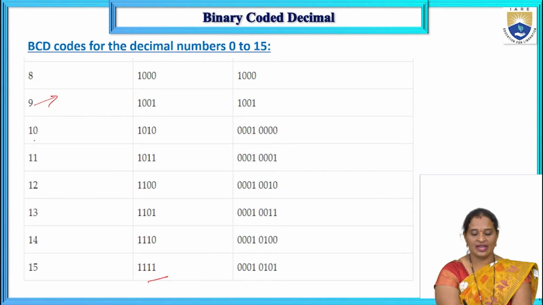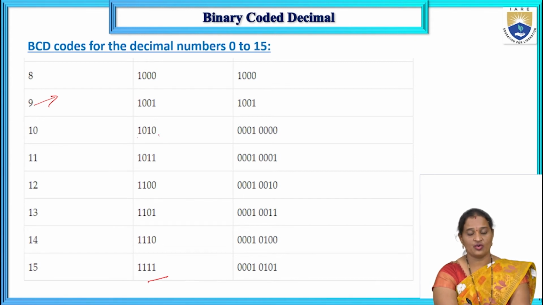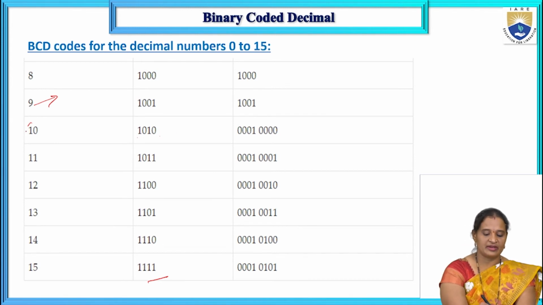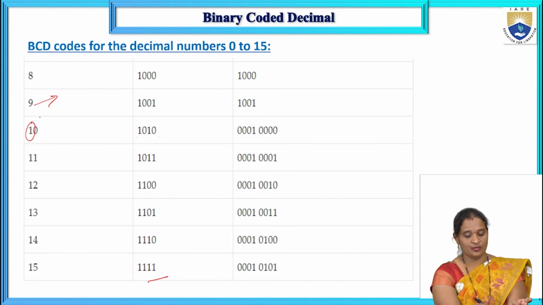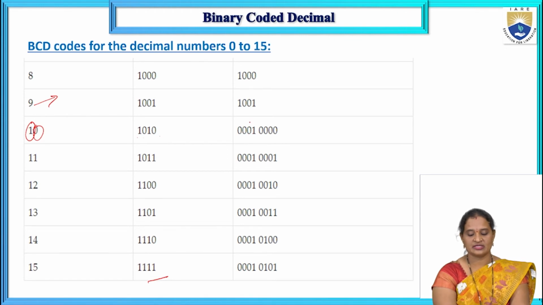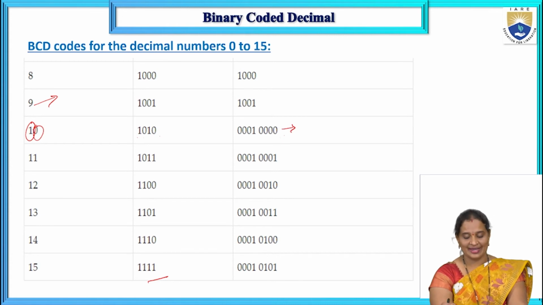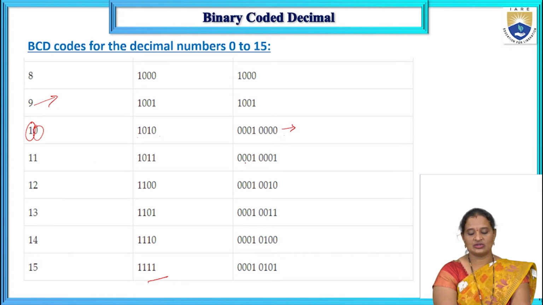Now from 10. 10 in binary is represented as 1010. Whereas in BCD, we have to represent 1 as a 4-bit binary group and 0 as a 4-bit binary group separately. So 0001 represents the decimal digit 1, and 0000 represents the decimal digit 0. So this is the BCD code for decimal number 10. Similarly, 11 is 0001 0001. This is the BCD code for 11. 12 is 0001 0010, whereas the binary equivalent is 1100.